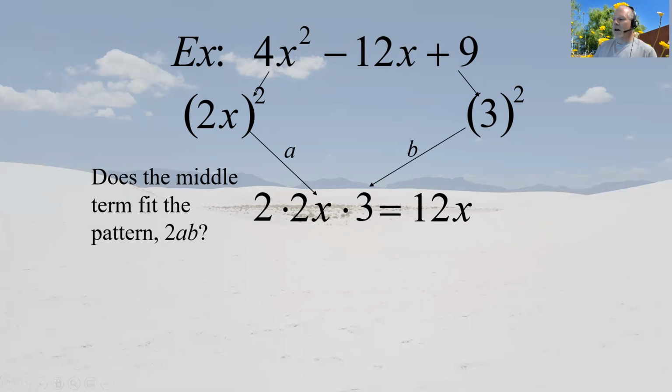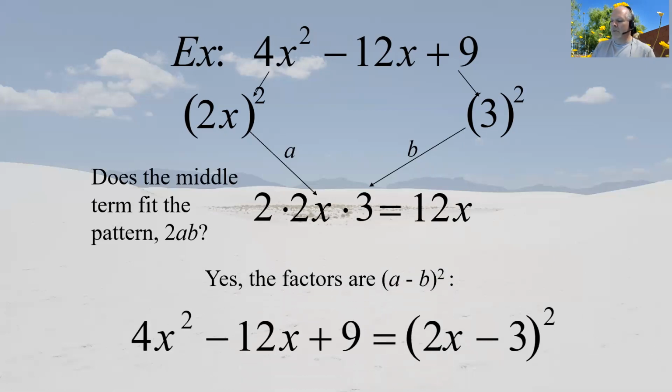So that means our answer, our factored form, will just be 2x, and then we're going to put minus 3, and then parentheses around all of that, and square it. So 2x minus 3 squared, because 2x is the square root of 4x squared, 3 is the square root of 9, and then we square that entire quantity.